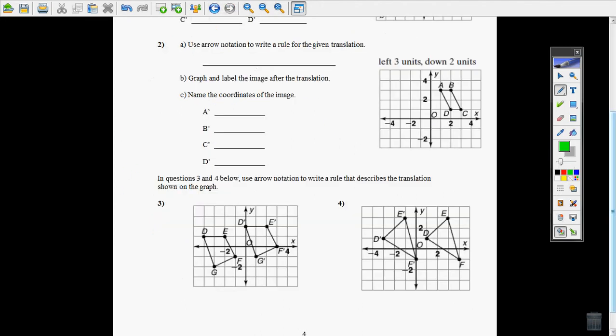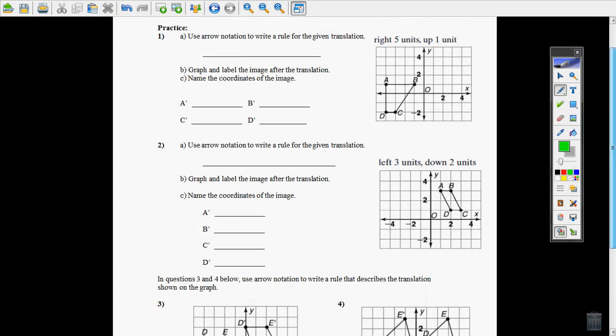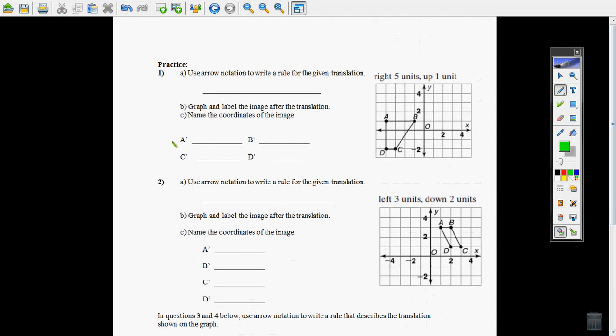All right, and for the last page here, use arrow notation to write a rule for the given translation. So 5 units right and 1 unit up is going to be (x, y) goes to (x + 5, y + 1). It doesn't ask for vector notation, but just to show you, vector notation would be <5, 1>. Then we're going to graph and label it.